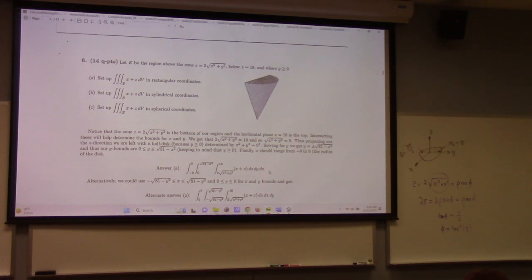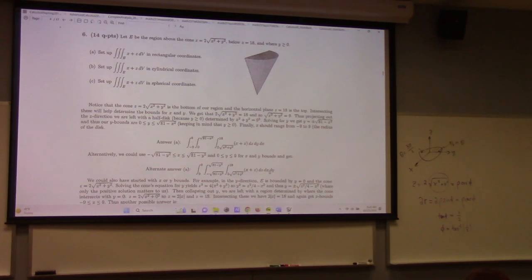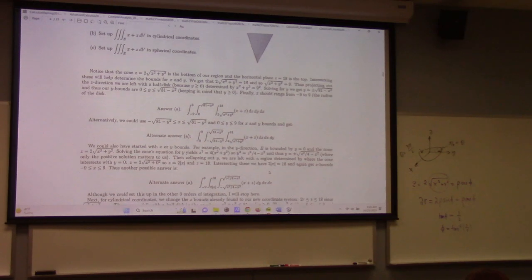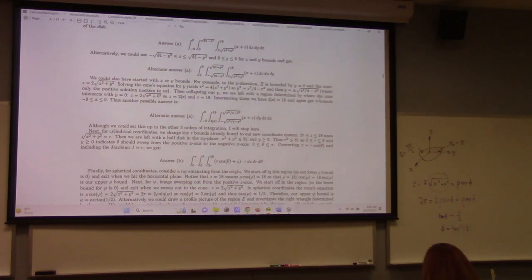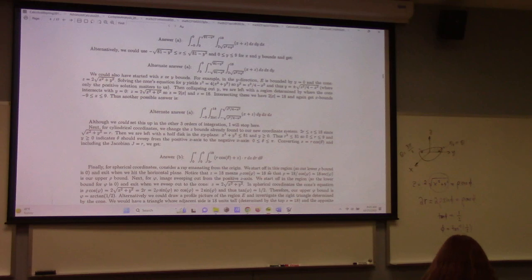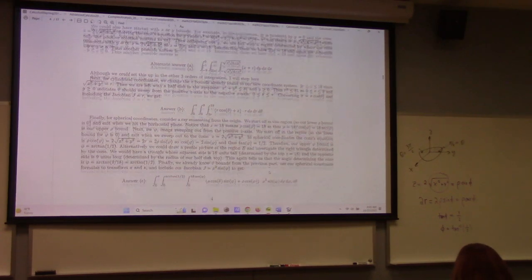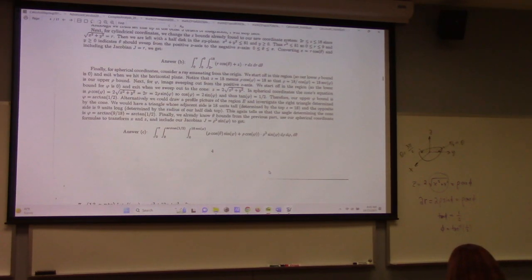So in rectangular coordinates, well, anyway, any questions about this one? I don't want to belabor it. Okay. Okay, so he just leaves it as arctan of 1/2. Great.